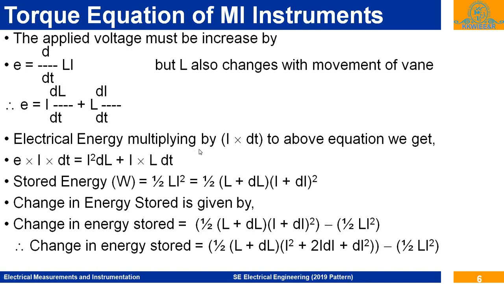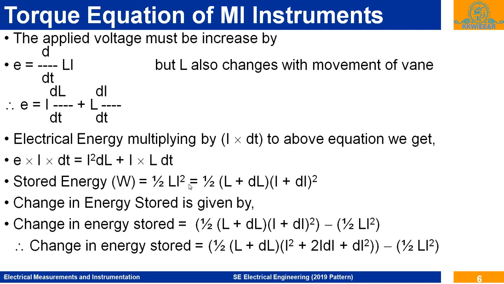Now, this is a voltage. Work done means we have to convert this work done, or this torque and deflection, in terms of energy. So we multiply this EMF by current and time on both sides of this equation. So E I dt is equal to I squared dL, dt will get cancelled, plus I L di by dt. Okay, so the stored energy W is equal to 1/2 L i squared.